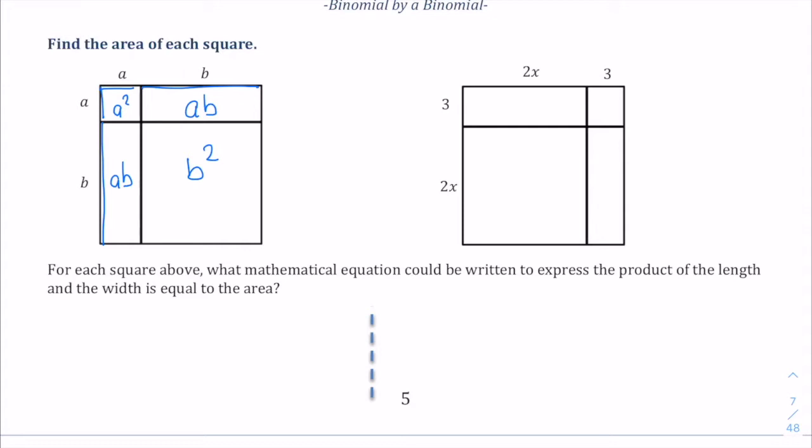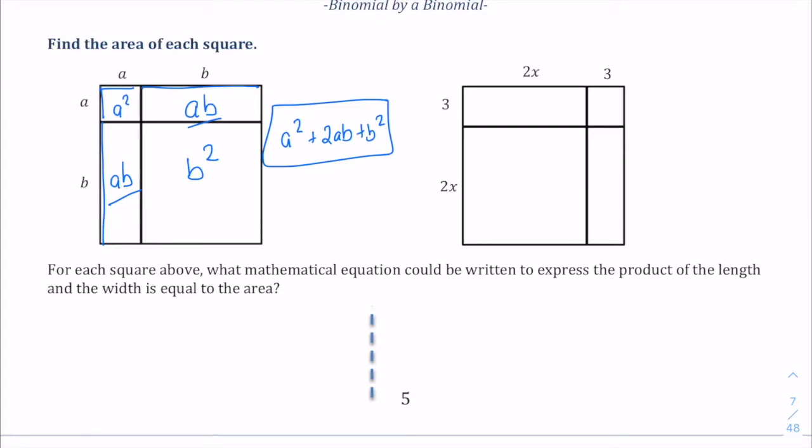So if we want to find the area, we need all the pieces together. So we have an A squared, but then we have an AB and another AB, and those are like terms. So that's going to be 2AB, and then finally a B squared. So that expression is the area of that square.